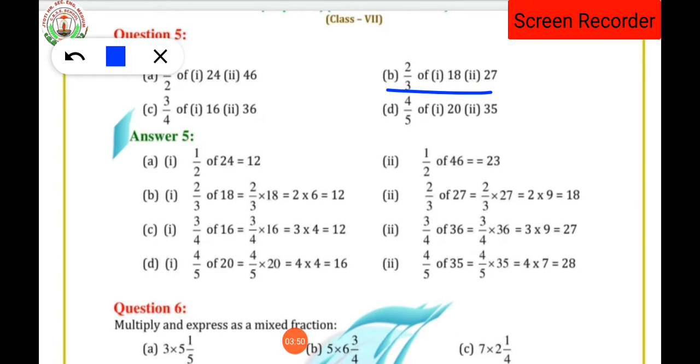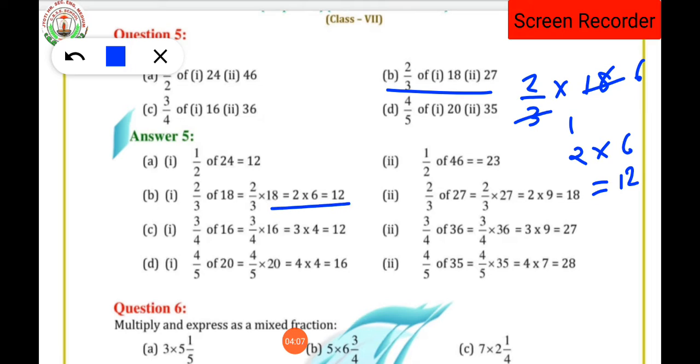Here it is said that 2 by 3 of, that means into 18. So 3 1s are 3, and 3 6s are 18. Now 2 into 6 will become 12. So again the answer is coming as 12.